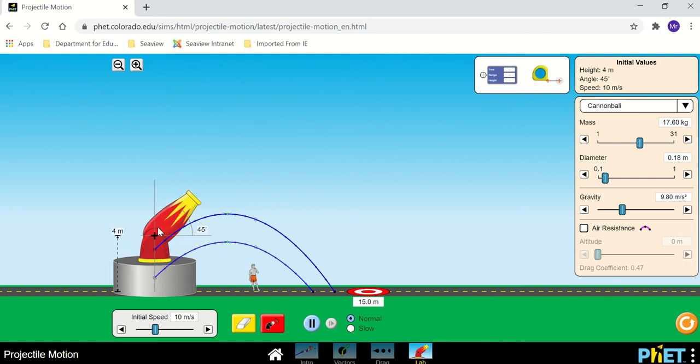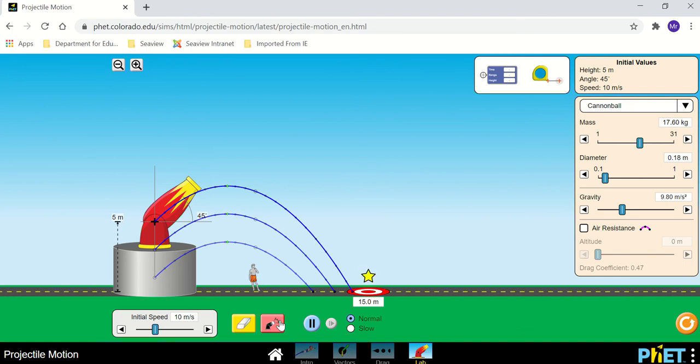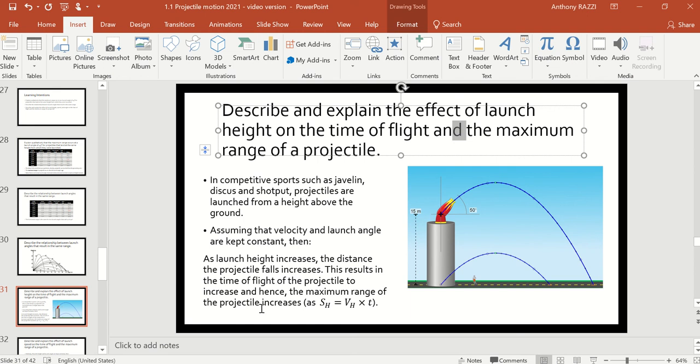Yep, it's going to increase. As we increase the launch height of the projectile, the horizontal range is going to increase. The reason is that as we increase the height of the projectile, we're increasing its time of fall. And as we know, the horizontal range is equal to the horizontal component of velocity multiplied by its time of flight. So increasing launch height will increase the distance the projectile falls, hence the time of flight, and then hence the maximum range of the projectile.